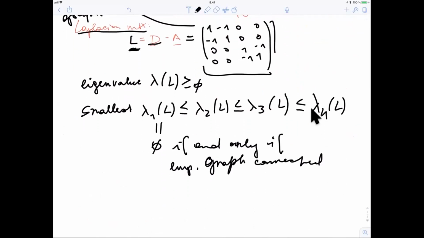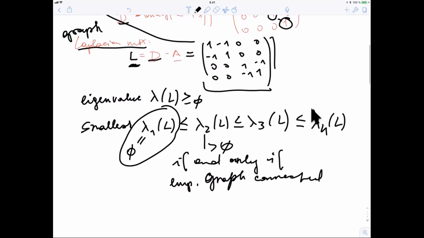oh, that's wrong. No. This one, the second one. So the first one is always 0. The first one is always 0. So this is kind of a trivial eigenvalue. It's not really interesting because it is always 0, but this here, lambda 2, is strictly larger than 0 if and only if the empirical graph is connected with one component.